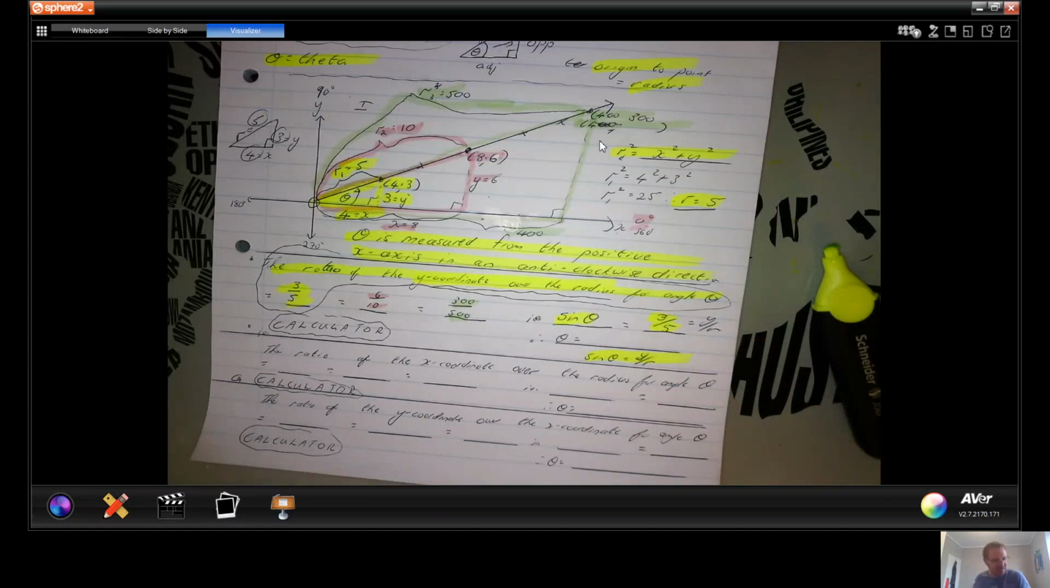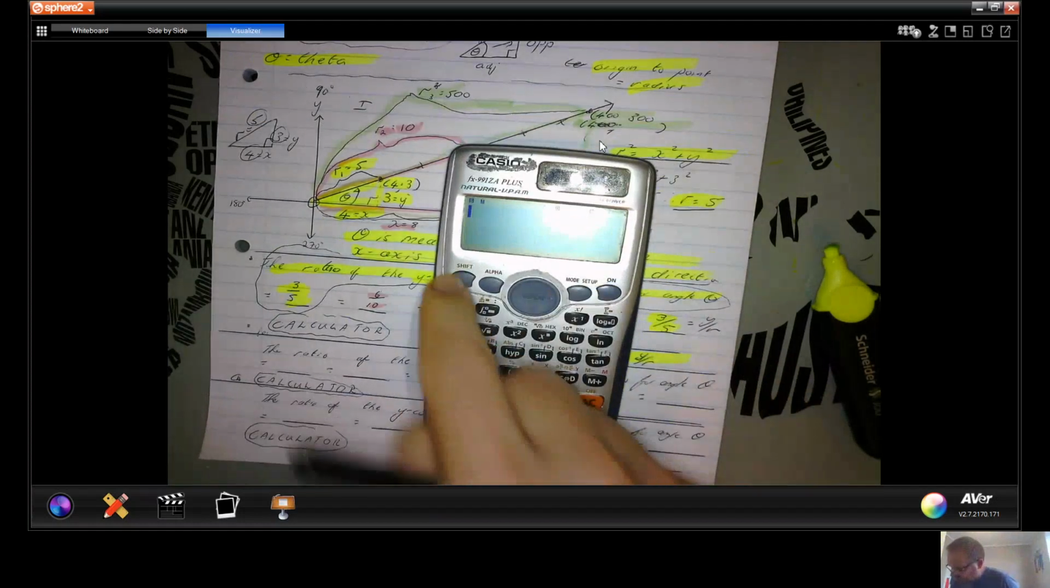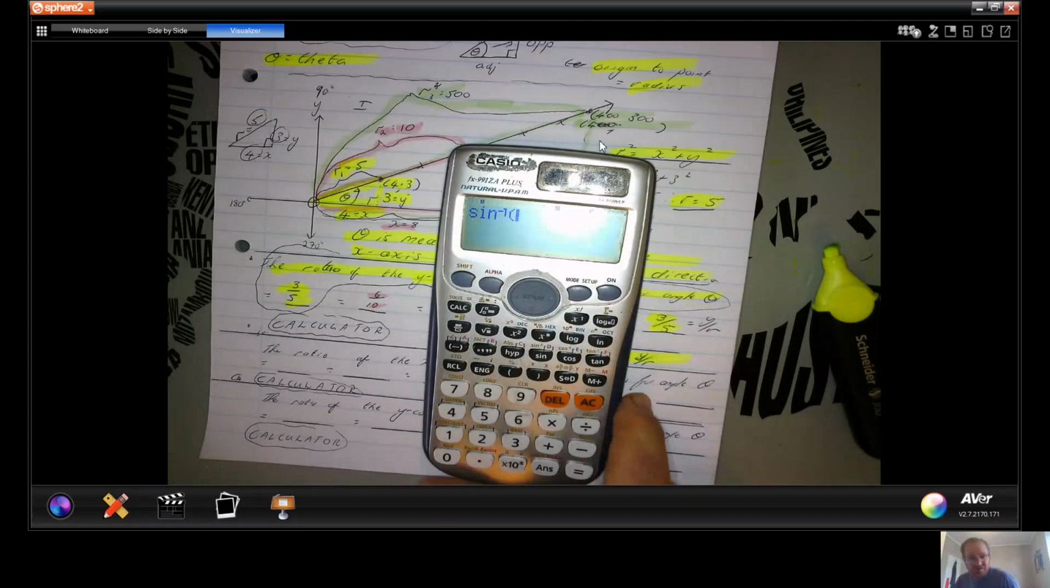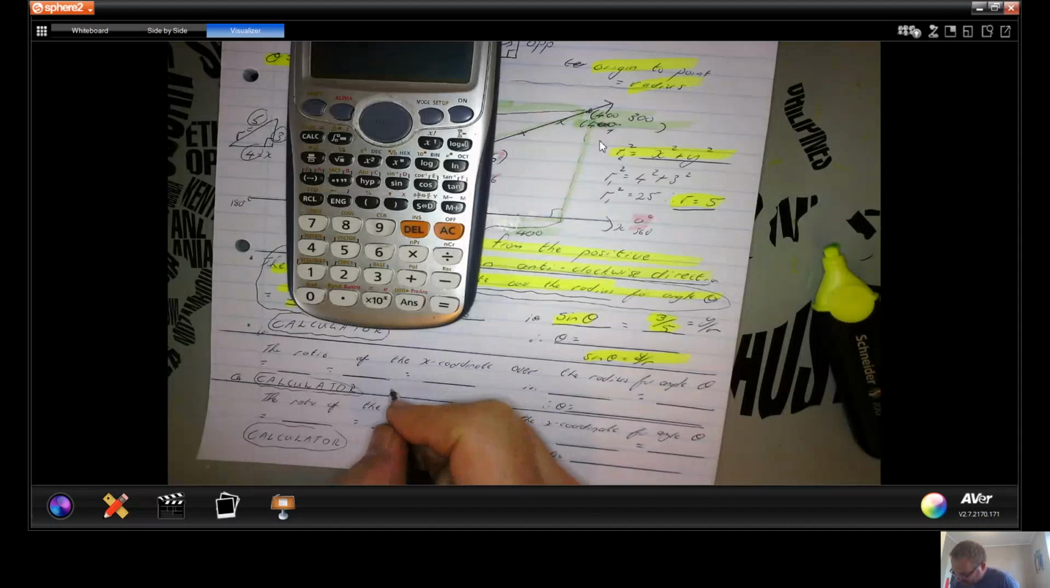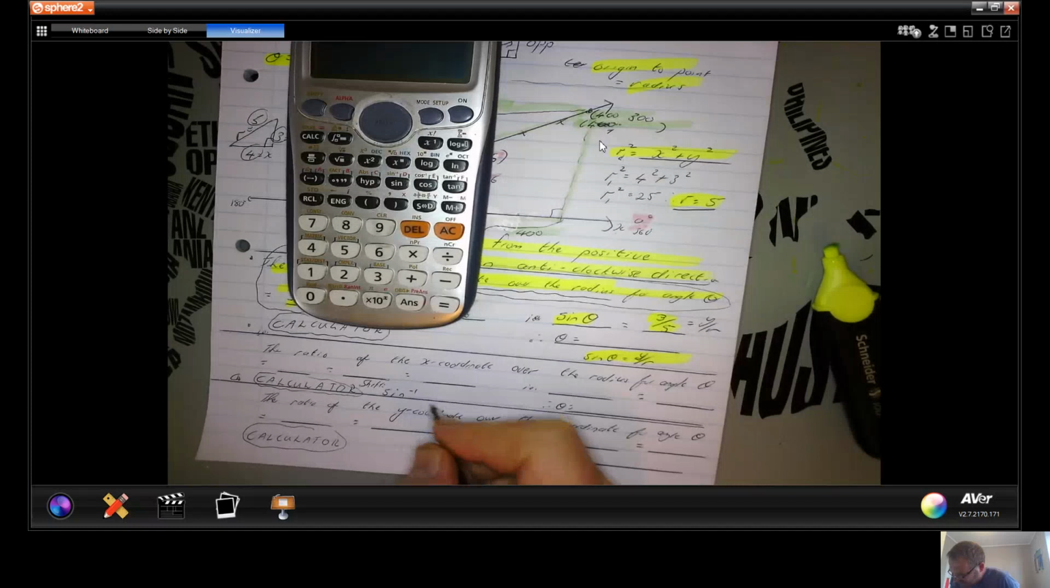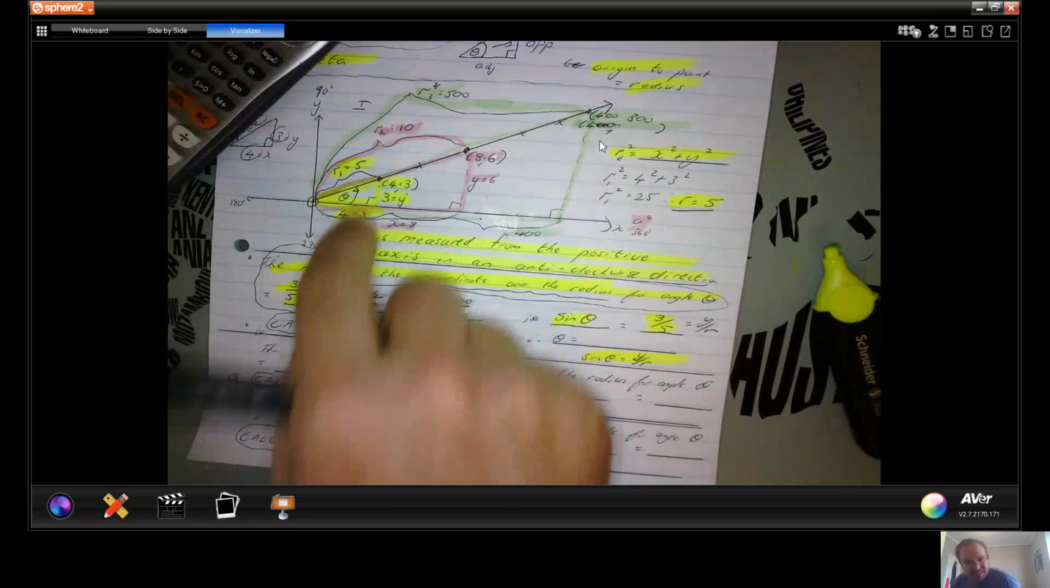Now, get out your calculators. If I get my calculator, I now want to go find that angle. To find an angle, what you're going to do is go shift sine to the -1. That's what I use to find an angle. So I'm going to go shift sine to the -1. So to find the angle, I want to know now what is the actual size of that angle.